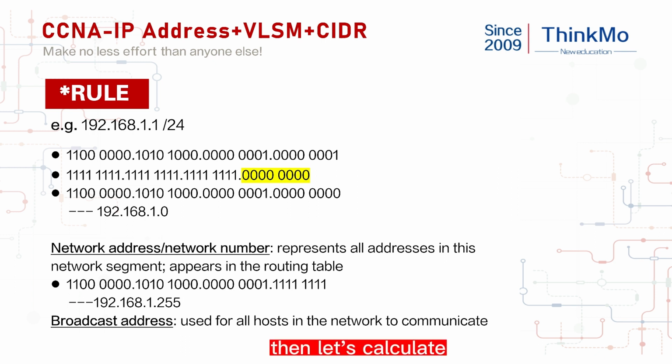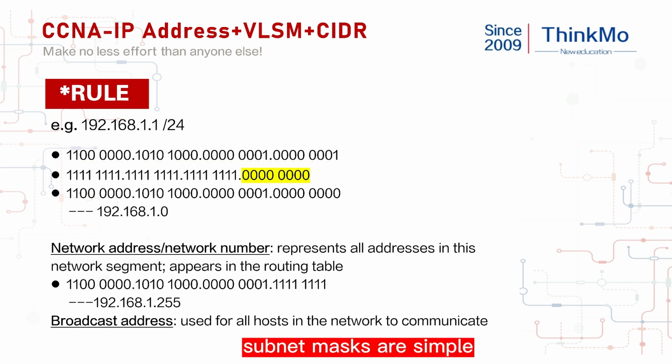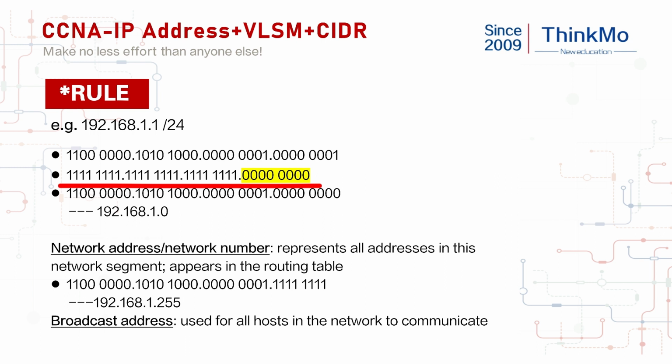Then let's calculate. 192 is 11000000. 168 is 10101000. Then 00000001 is 1. The last is 00000001. This is its IP address. Subnet masks are simple. Except the last, all the rest are 1.